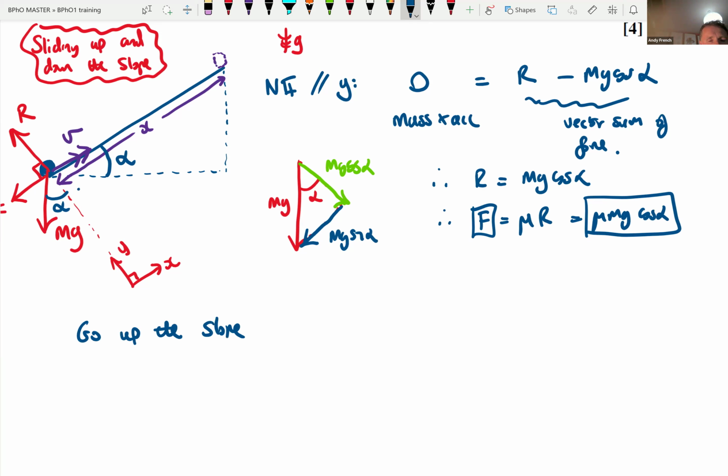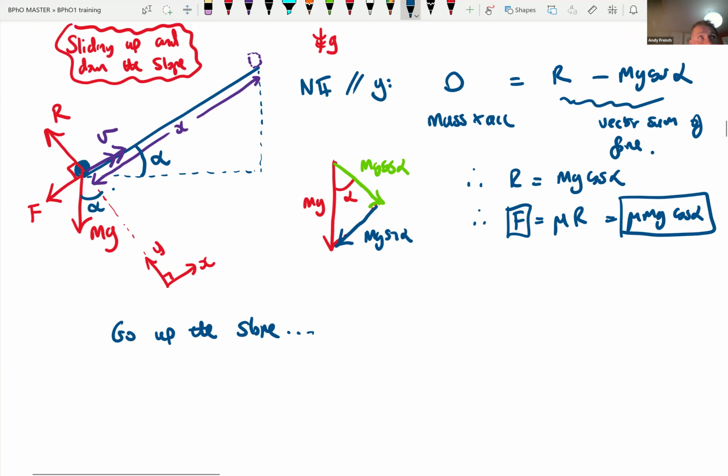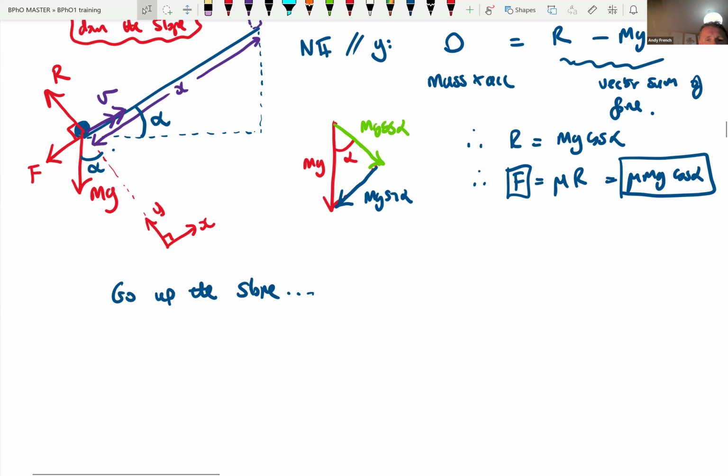And why might we want to decompose this? Well, because the friction force will change direction when it's sliding down the slope. So let's go up the slope first, okay? So what we're going to do, we're going to do our energy balance.